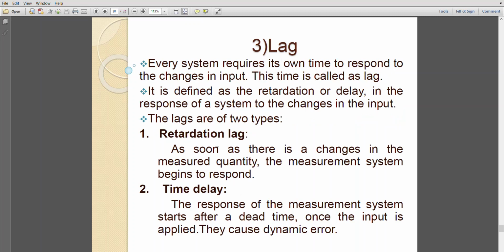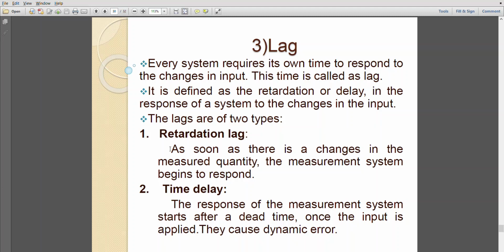What is lag? Lag or delay is the time required by the system to respond to the changing input. Every system requires its own time to respond to a change in the input. So this is called lag. It can be classified into retardation lag or delay lag. What is a retardation lag? Only when there is a change in the measured quantity does the measurement system begin to respond. When there is a constant input, it doesn't respond.